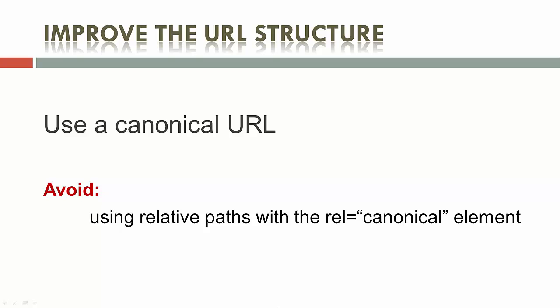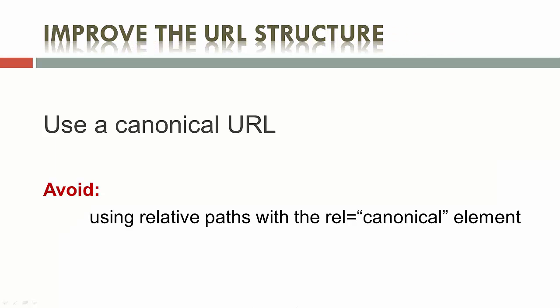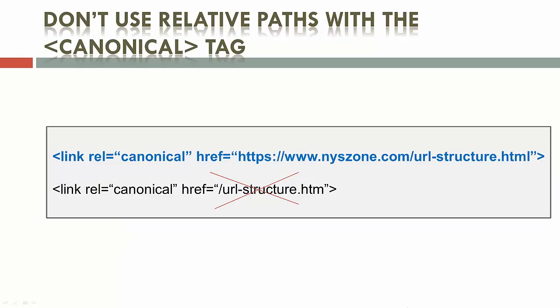Use a canonical URL. Instead of redirecting, you can define a canonical URL for content that is available through multiple URLs. Indicate your preferred URL with the canonical tag that should be placed within the head section of your non-preferred pages. On this slide, you see an example of the canonical tag in the blue color. Avoid using a relative path with the canonical link element. Use the URL structure like the first one. Don't use the relative path with your canonical tag.